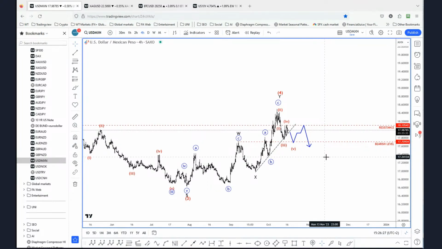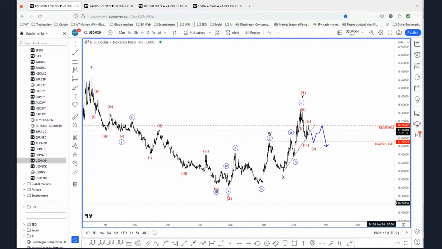But of course, I want to see maybe this 1770 broken. It was a very nice, strong resistance here. We broke higher, so now, who knows, maybe it will act as support. That's why I want to see a daily close below that level, and then to make sure that wave 4 maybe has ended.